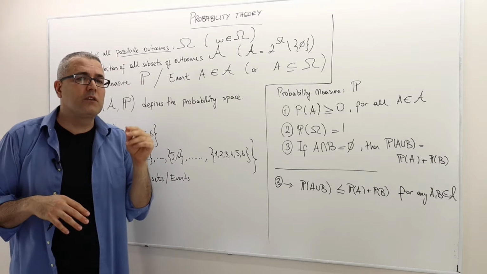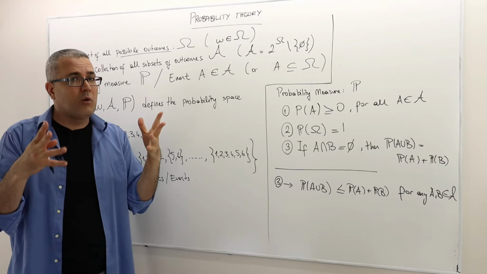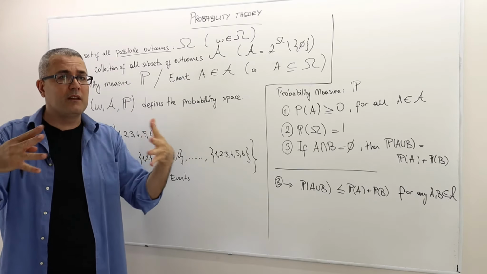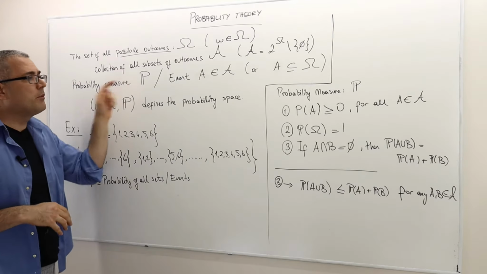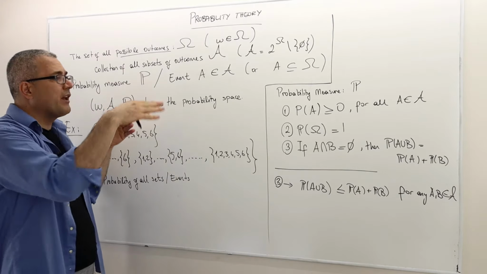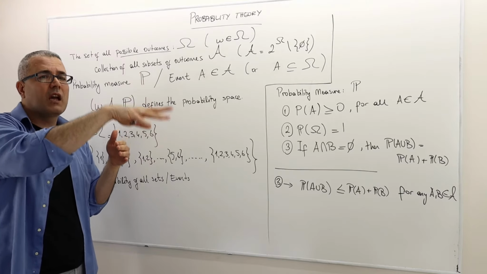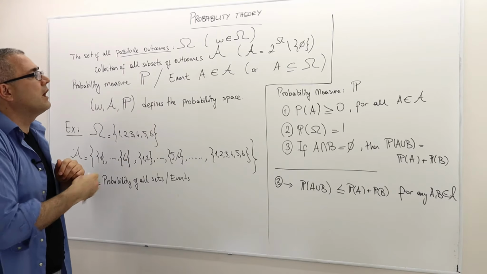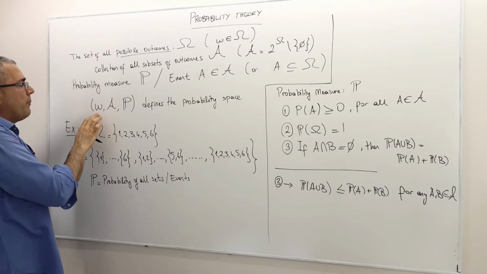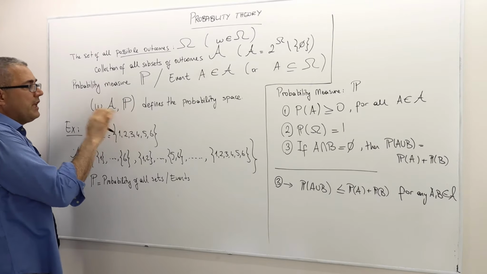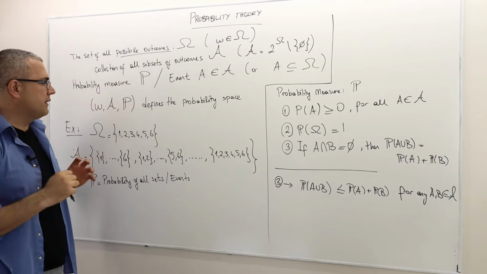If, however, I toss the coin twice, then there's more than two possible events. And the probability measure is, what is the likelihood of each event in the set script A. All right, so therefore, omega, script A, and P defines the probability space.